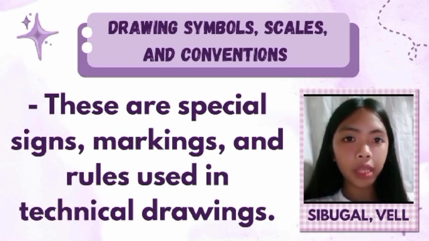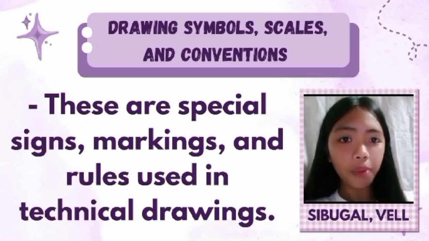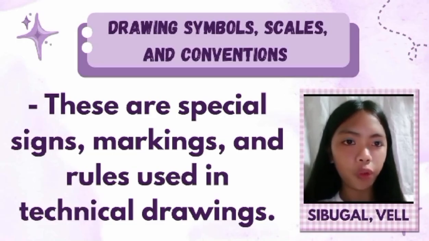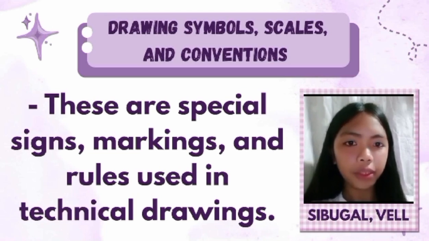Instead of writing long explanations, we use short signs or markings to represent things such as doors, windows, materials, measurements, or directions. Symbols are drawings that stand for objects. Scales allow big objects to be drawn smaller or small objects drawn bigger. Conventions are rules everyone follows so that the drawing is clear and consistent. Why are they important? They are important because they make technical drawings easy to read, accurate, and understandable for anyone, like engineers, builders, students, or designers.